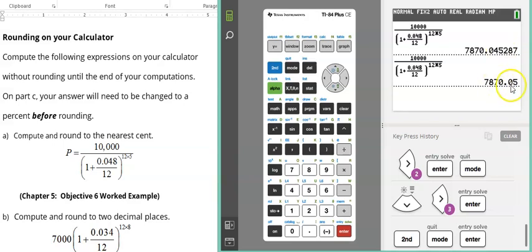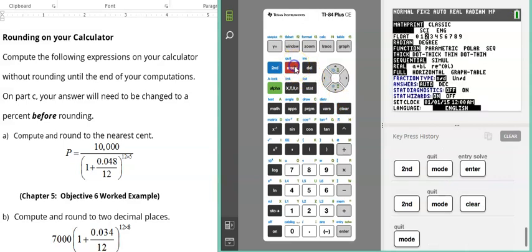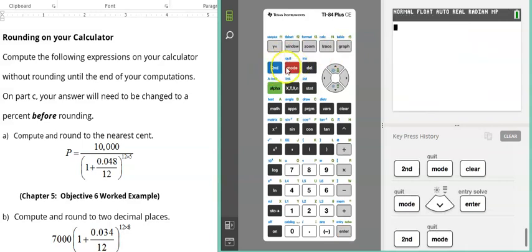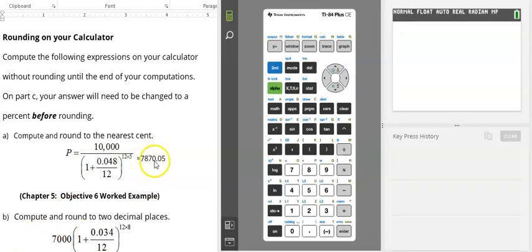So when you're done using this to check, especially on a test or if you're working on a problem and you just can't seem to get it right and you want to check your rounding, once you're done, go back to mode. Oops, not second mode. Sorry, just go back to mode. And we're going to arrow down to float, hit enter. So float is highlighted, and now it's in its regular form. So our result was $7,870.05, rounded to the nearest cent.